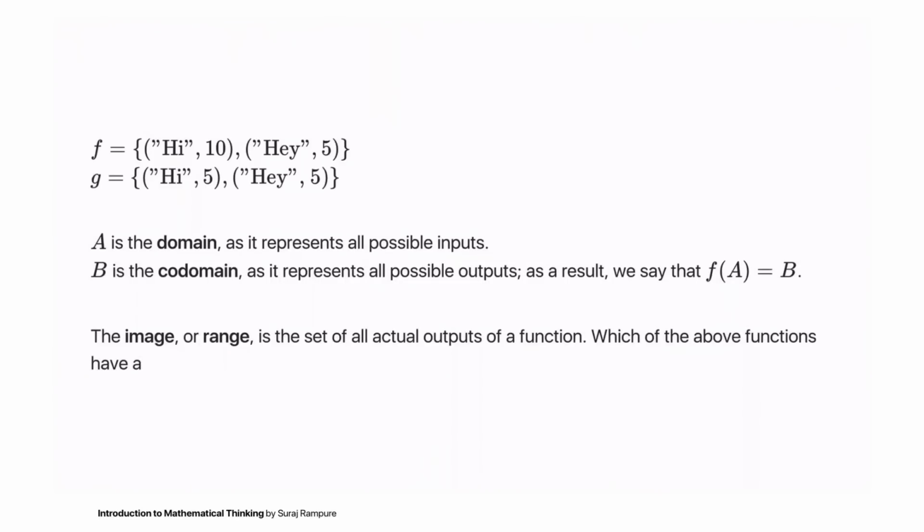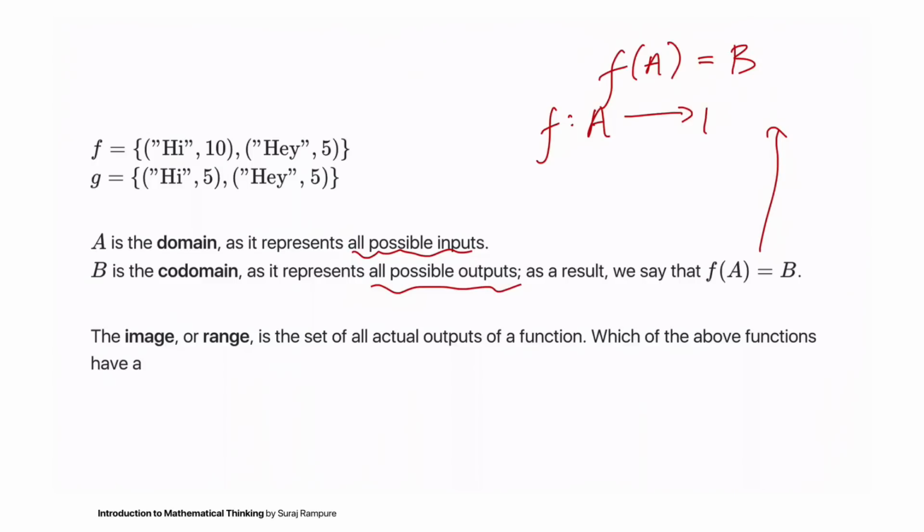Now let's talk about what the definition of a range is. As we know, a domain is all possible inputs, and the codomain is a set of all possible outputs. To write that symbolically, we can say f is a function that maps elements in the input, or the domain, to elements in the codomain. We can also write it like this: f takes elements in A and sends them to elements in B, with this arrow.